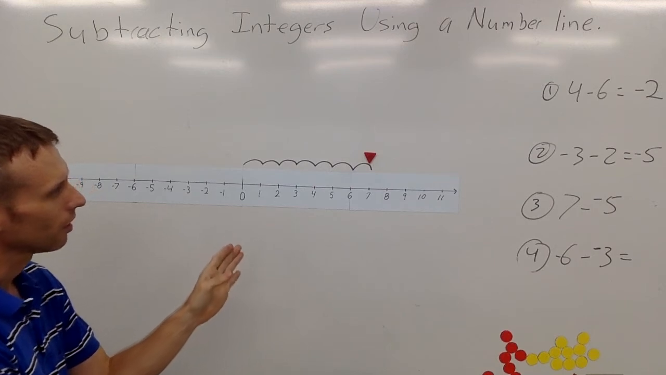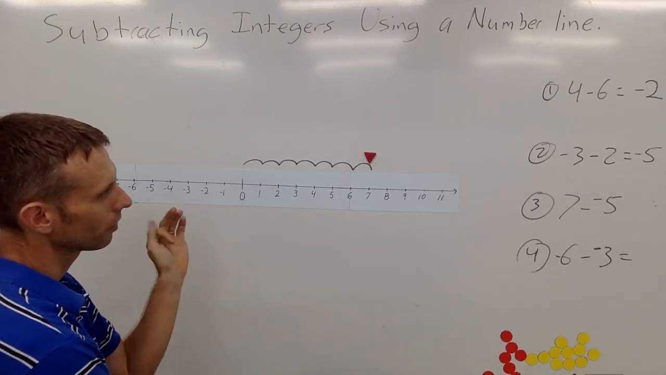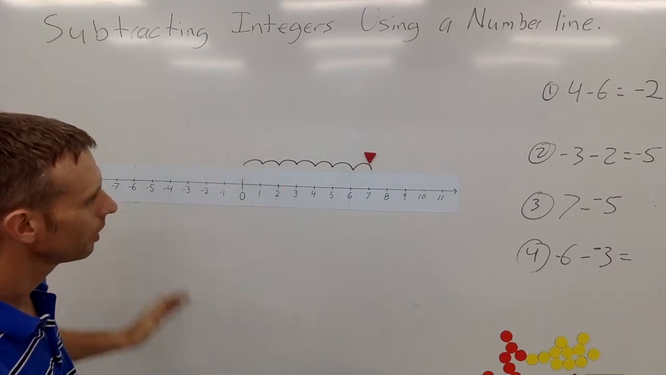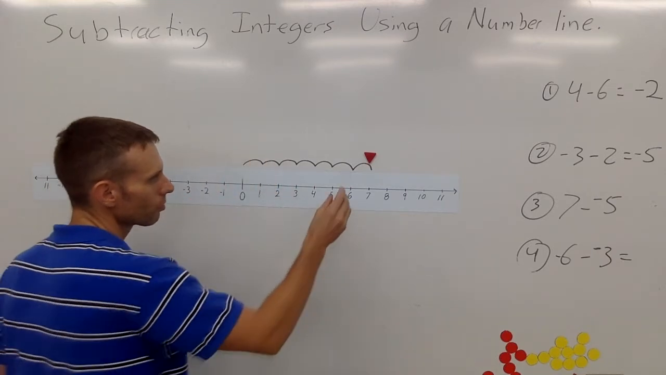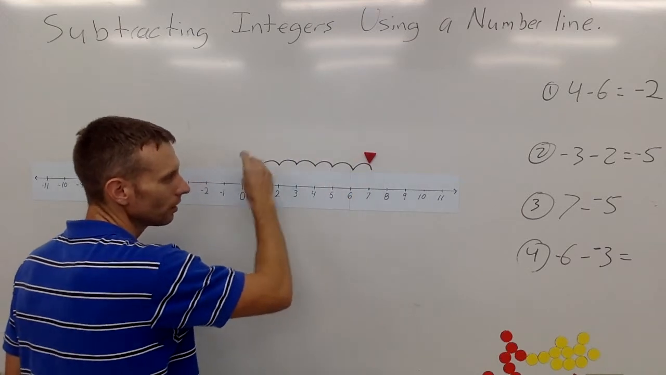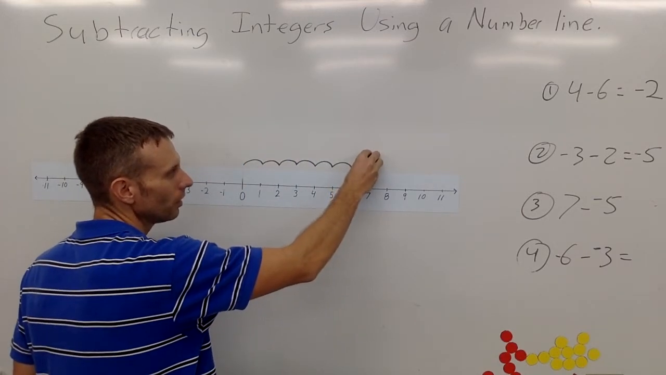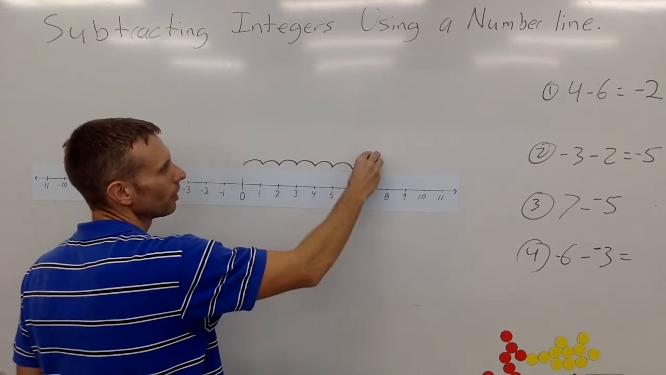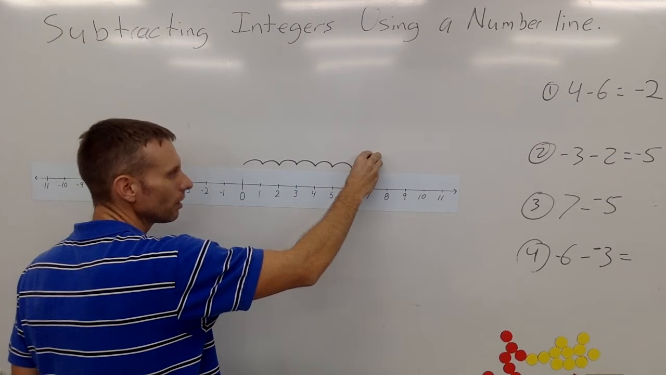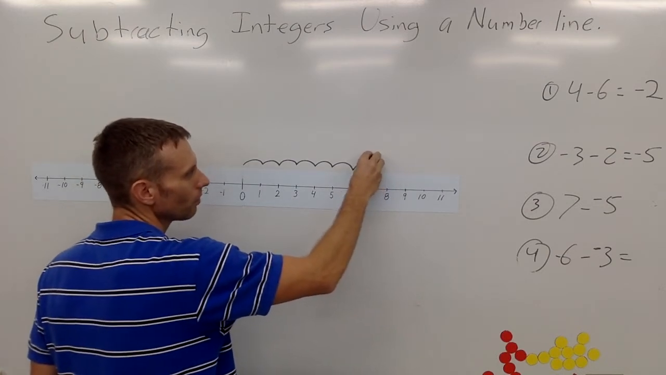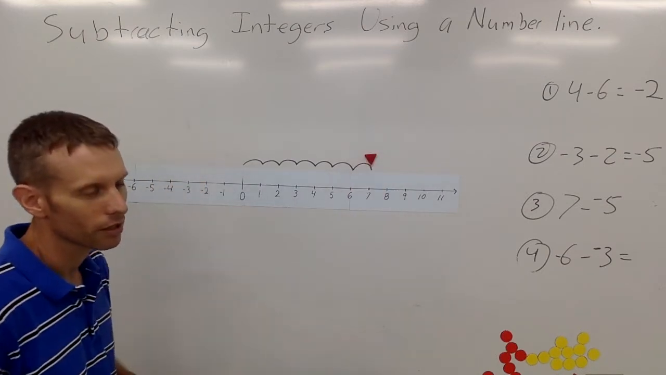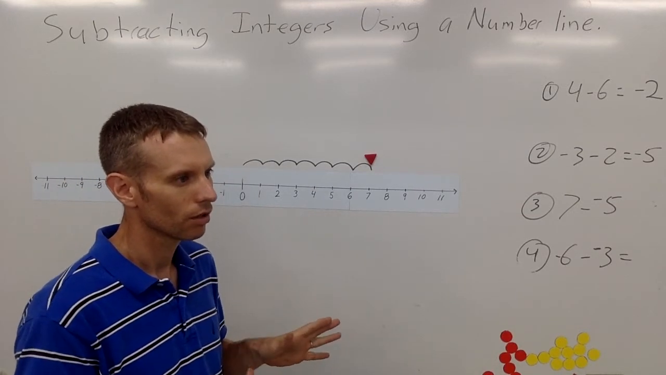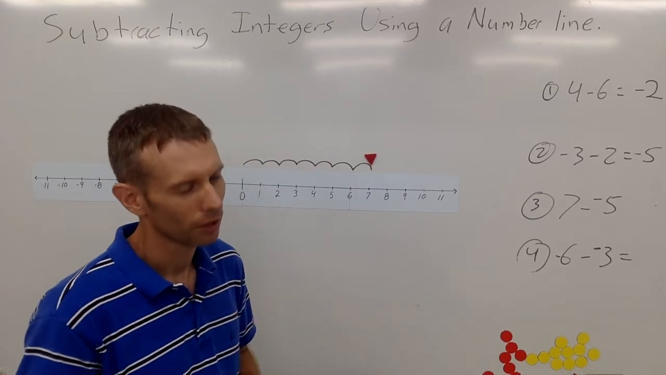I said before that subtraction will move to the left. Okay, so that was true. When we were subtracting a positive number, we were moving to the left. But since we're subtracting a negative number, we actually end up moving to the right. One way of thinking about this is when you take away negatives, you're moving in a positive direction.